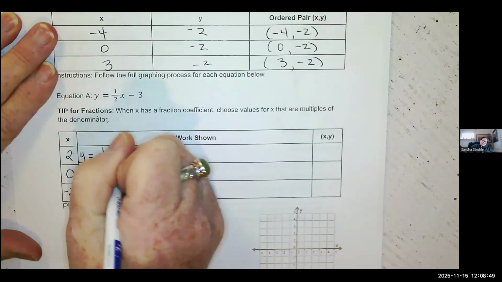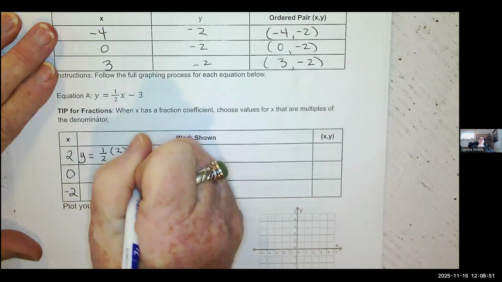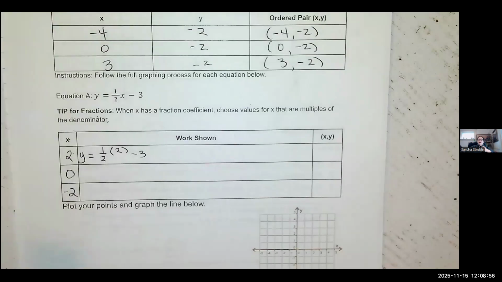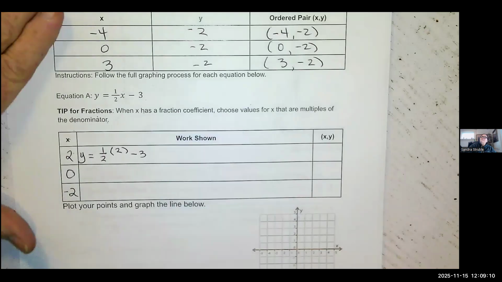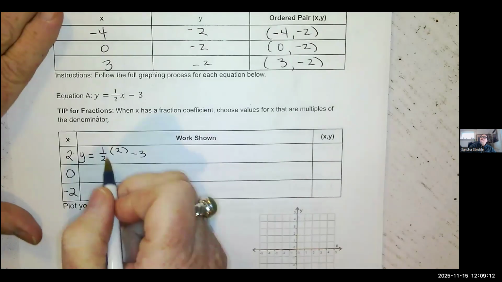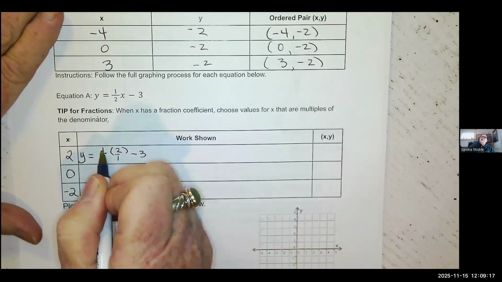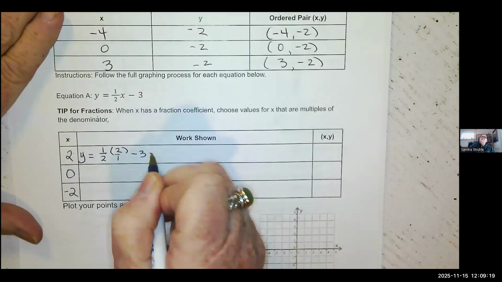minus 3. Now, remember when we did unit conversions, how did we multiply the fraction? Straight across, or do we cross multiply? You will never hear me use the words cross multiply in this class or in the next one. It's not something we're going to do. It's always multiplying straight across. And if it helps you, put this 2 over 1, because then that's 1 times 2, which is 2, over 2 times 1, which is 2.